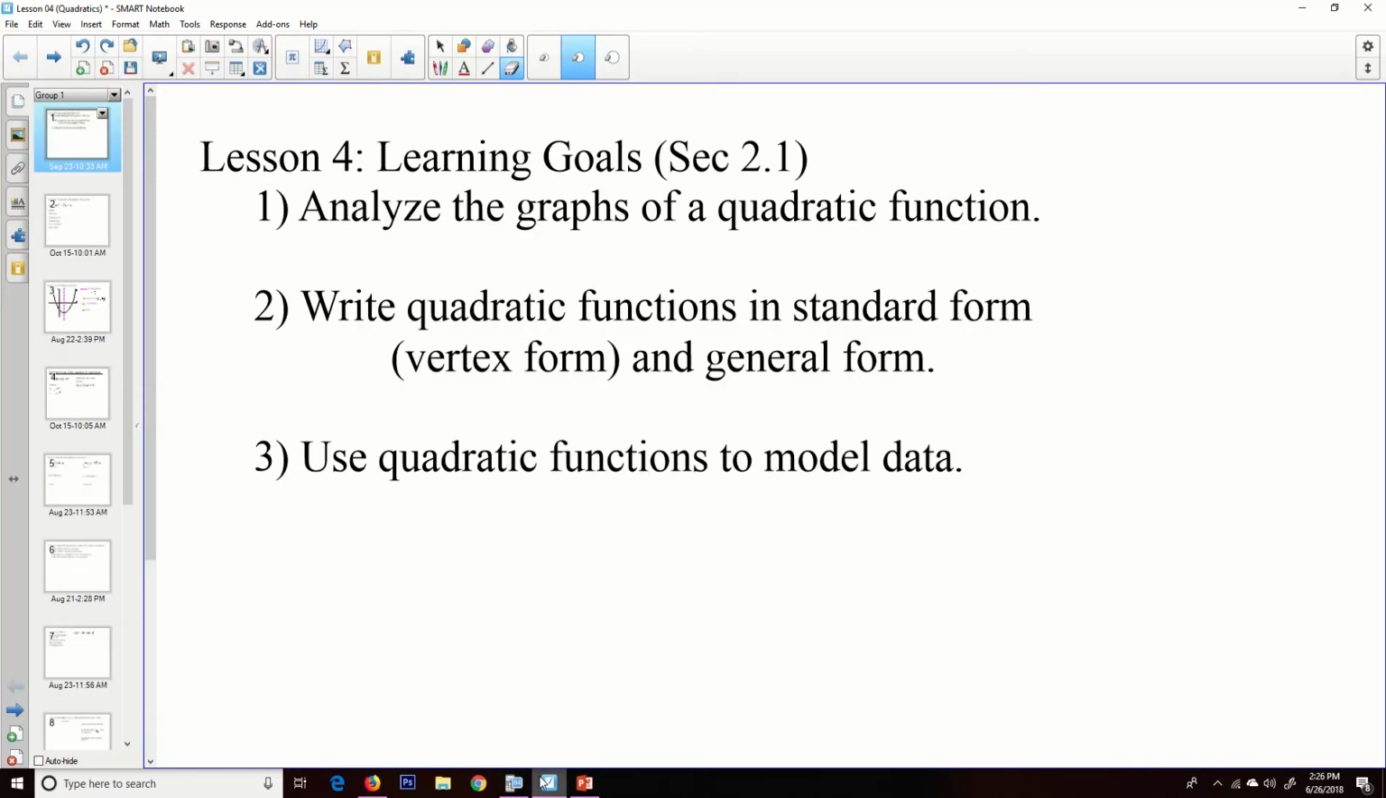Today we are going to analyze the graphs of quadratic functions. We're going to write quadratic functions in standard form, which is also known as vertex form, as well as general form. The more often seen form is the general form. And then we're also going to use quadratic functions to model some data. So let's get right to it here.